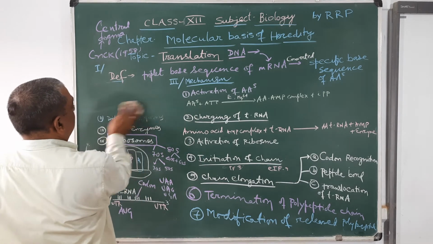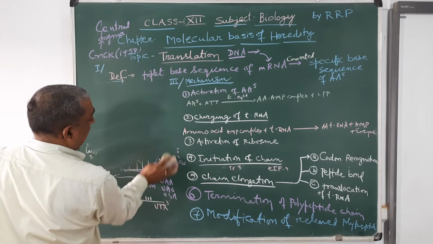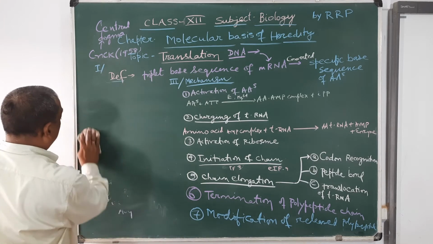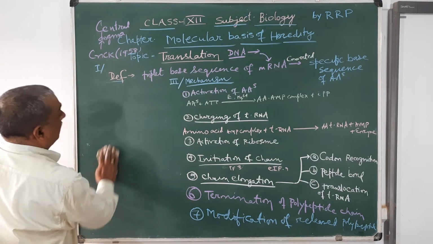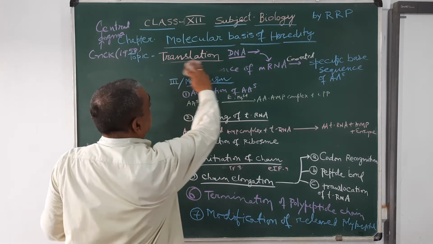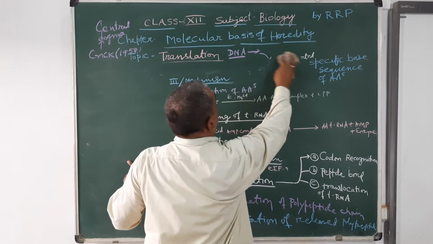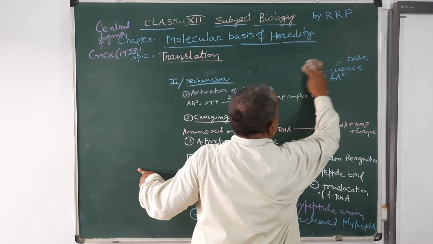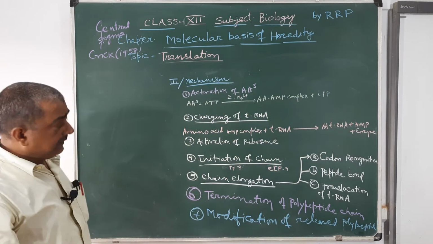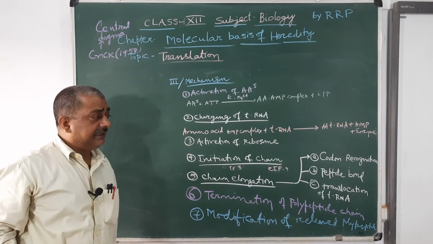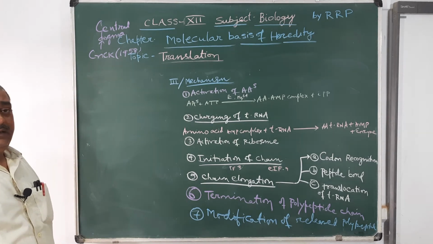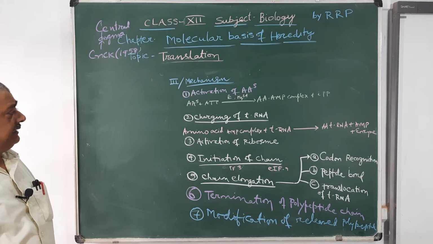After the requirements, I will discuss the mechanism of translation. The mechanism of translation is very complex and it takes place in the cytoplasm in both prokaryotes as well as eukaryotes. The mechanism of translation can be discussed under the following major heads. Number 1, activation of amino acid.